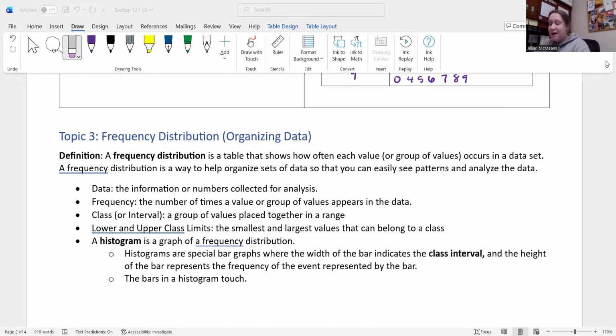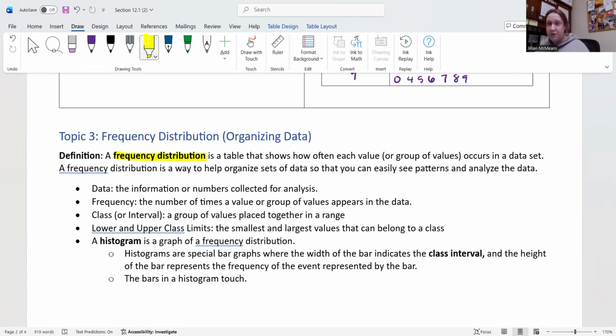As a definition, a frequency distribution is a table that shows how often each data value or each group of values occurs in a data set. A frequency distribution is a way to help organize sets of data so that you can easily see patterns and analyze the data. It is similar to a stem and leaf plot in that it is a way to organize data. It helps you get visual understandings of what's going on in your data.